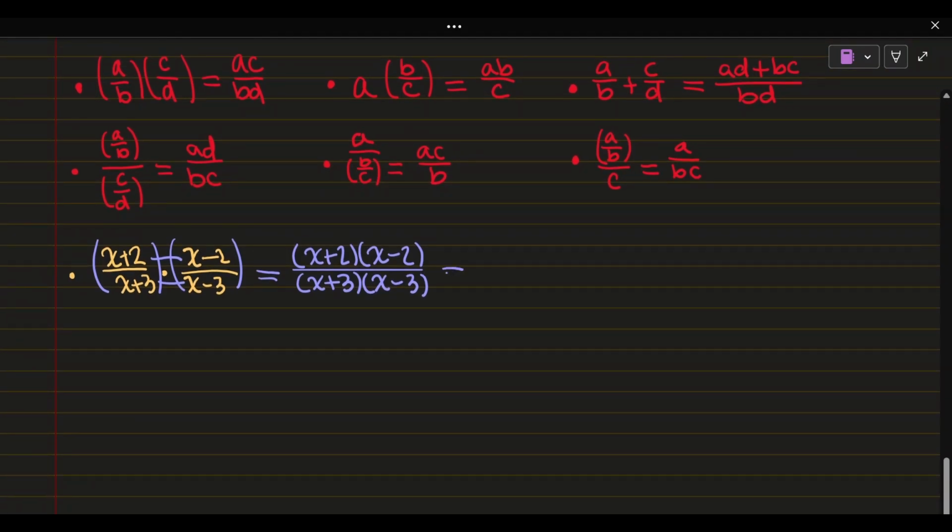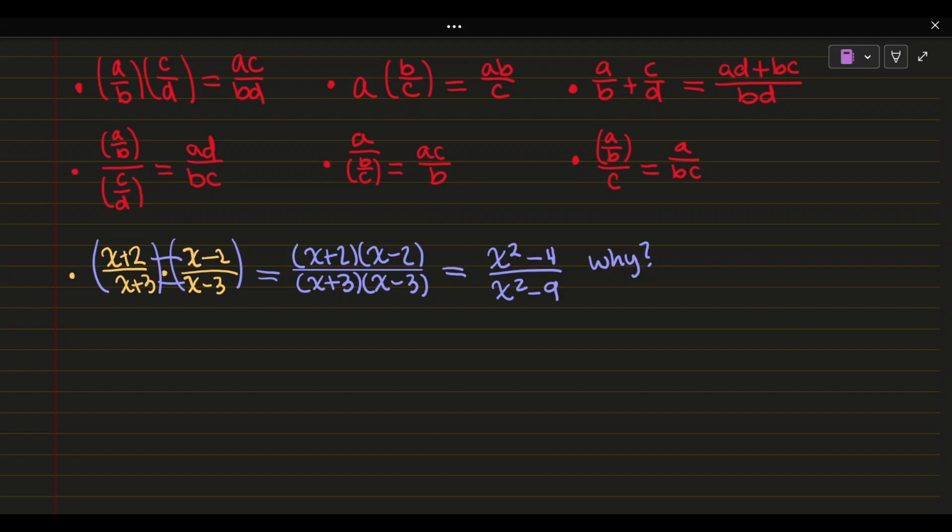And I challenge the reader, or I guess the viewer, to verify that this is going to be x squared minus 4 over x squared minus 9. Why? Okay? And to give you a hint, we would need to FOIL both the numerator and the denominator. And if you don't know how to FOIL, I have a video on FOIL in the College Algebra YouTube playlist.